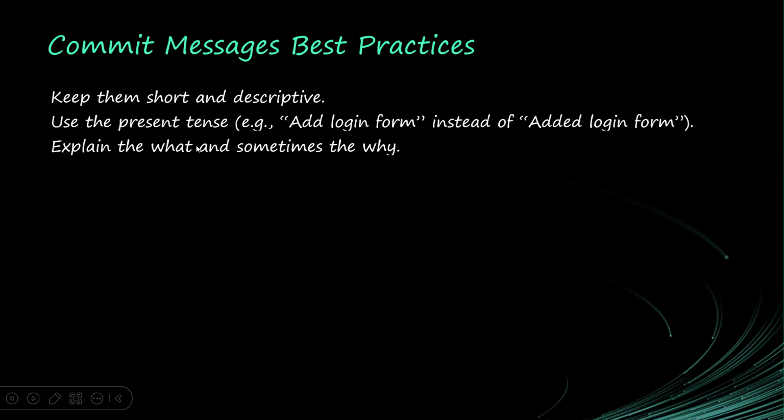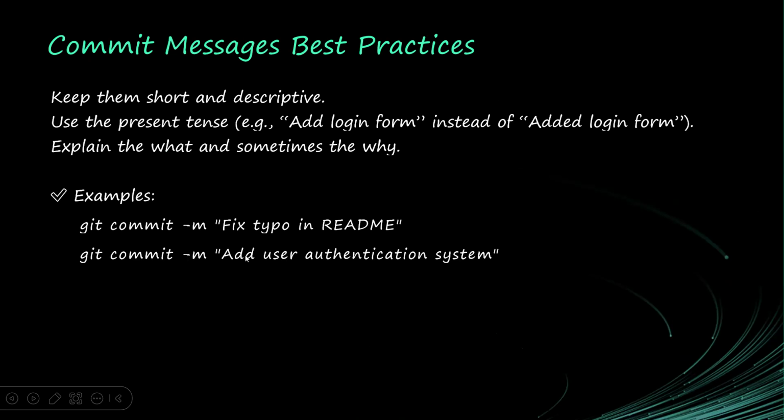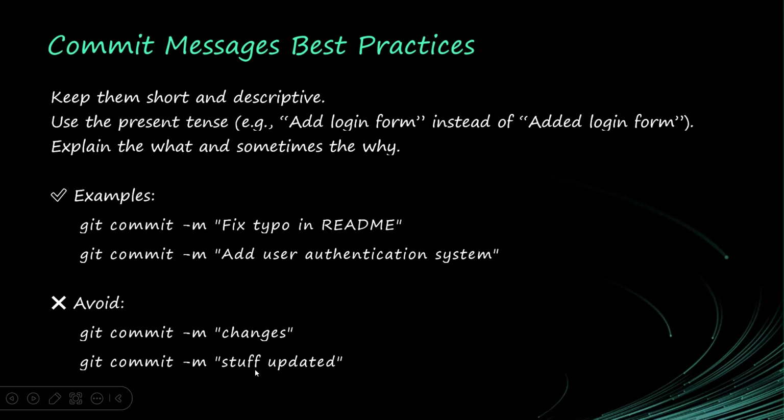You explain the what and sometimes the why. So explain the reason for that commit. An example is git commit fix typo in readme. You just say fix typo. So use present tense: add user authentication system. Don't say added user authentication system. All right, so avoid something like git commit changes. It does not make any sense. If somebody sees it, they will not understand what you did. Stuff updated doesn't make any sense. What stuff was updated? Okay.